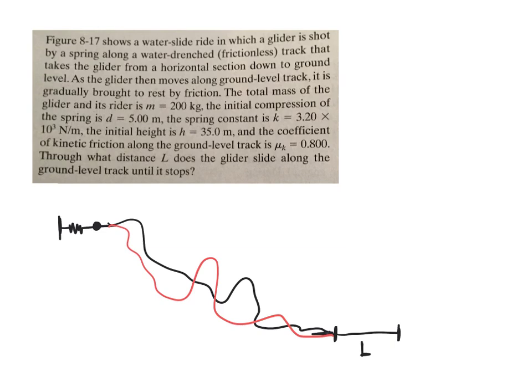Let's see, what else? The total mass of the glider and the rider is given. The compression of the spring distance is given, how far you compress it. The spring constant is given. The initial height is given. The coefficient of kinetic friction along the ground level.